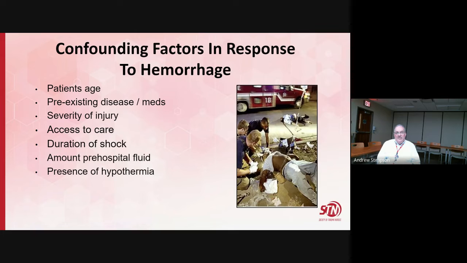And obviously the presence of hypothermia confounds things. Cold kills trauma patients. Now I know that's not the case for a post-cardiac arrest patient, but we'll talk about the pathway and the challenges of hypothermia and what it does in terms of the clotting cascade and resuscitatability of patients.